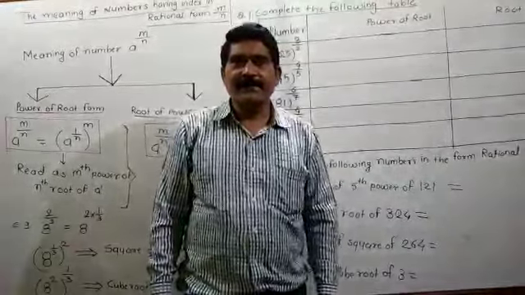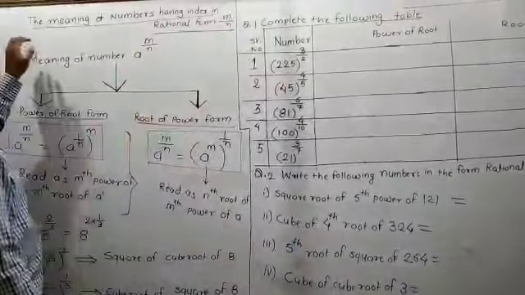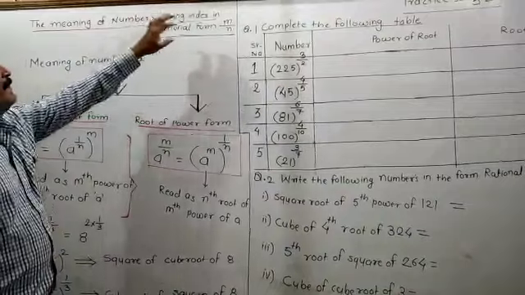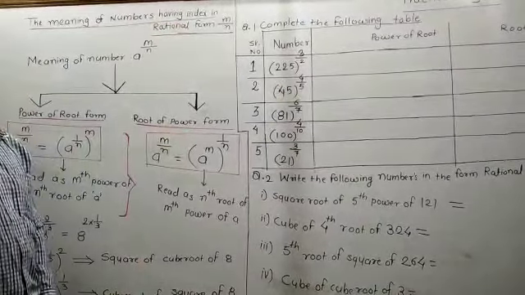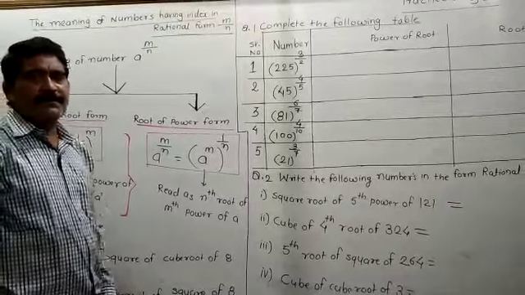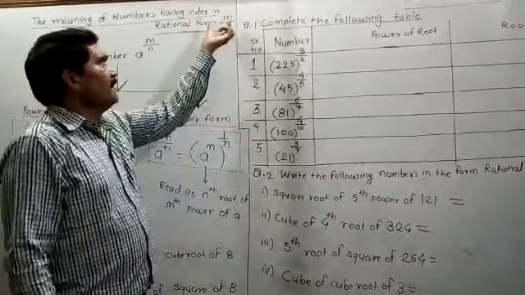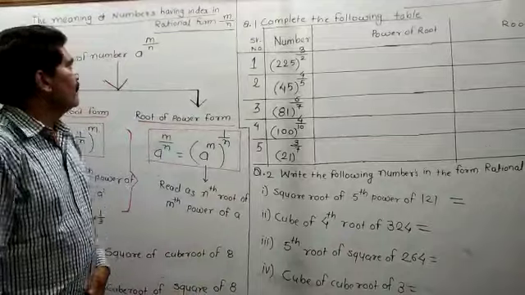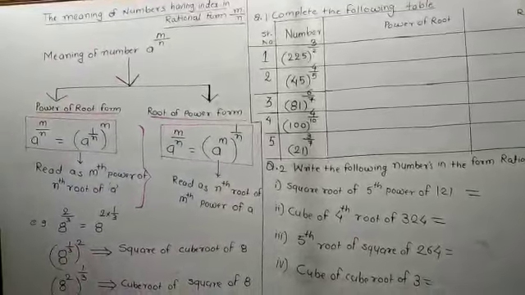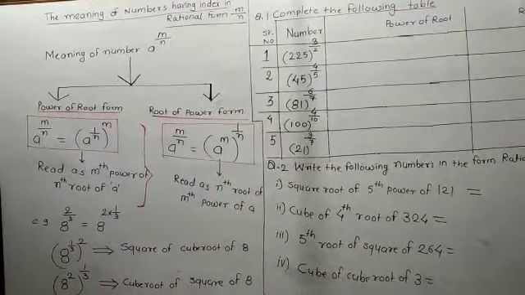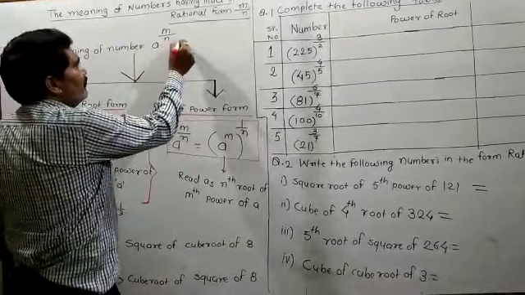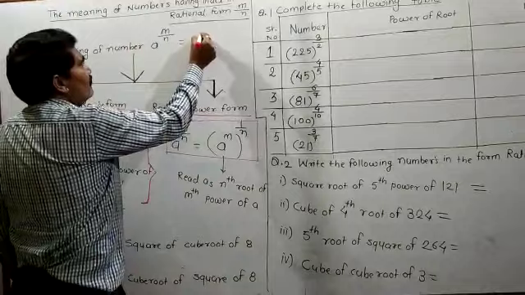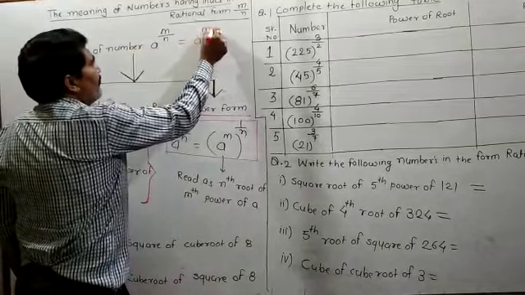Friends, you have to start with the new topic, the meaning of the number having the index in the rational form m upon n. In the previous lecture we saw the index in 1 upon n form. Here the index is in the form m upon n. So, the meaning of the number a raised to m upon n is equal to a raised to m multiplied by 1 upon n.